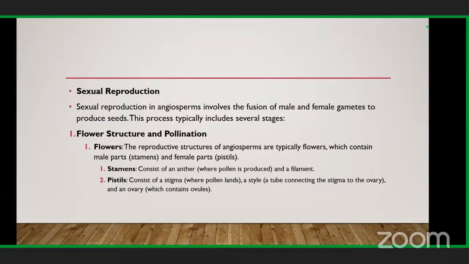So, in the female gynoecium, the pistil consists of a stigma, and on the stigma, the male gamete pollen will land. Then you will find a style, a tube-like structure, and the style will connect the stigma to the ovary. And the ovary is the basal part, the bottom part, which contains the ovules.